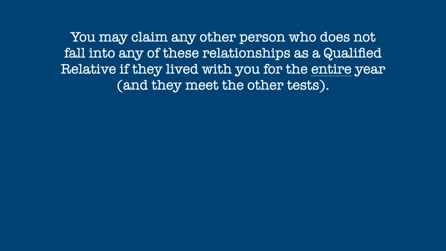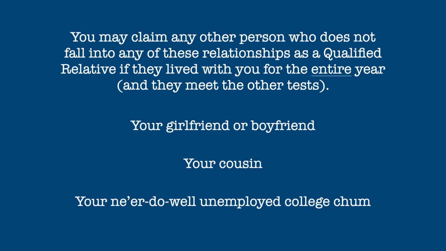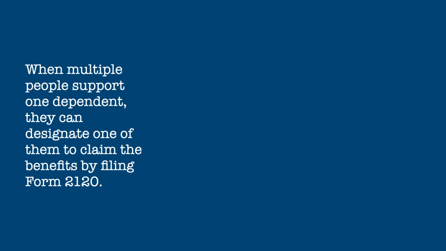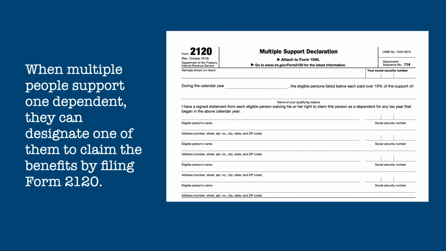If someone doesn't meet the relationship test, you can still claim a qualified relative as long as the person lived with you for the entire year and meets all the other requirements. This can include your girlfriend or boyfriend, your cousin, or your ne'er-do-well unemployed college chum who crashed on your couch for the entire year. For a potential qualified relative to meet the support test, you must provide over 50% of your dependent support. If multiple people provide support, for example siblings supporting a parent, these people can file Form 2120 to designate one person to claim the dependent.